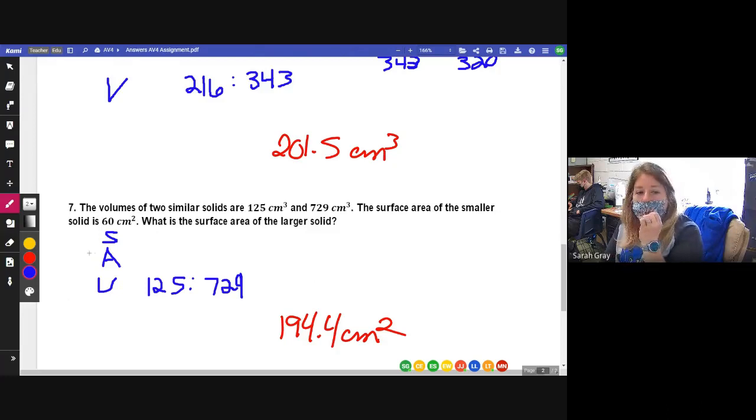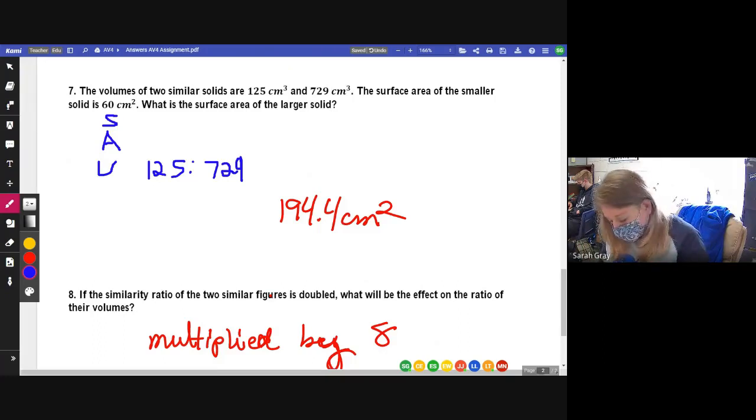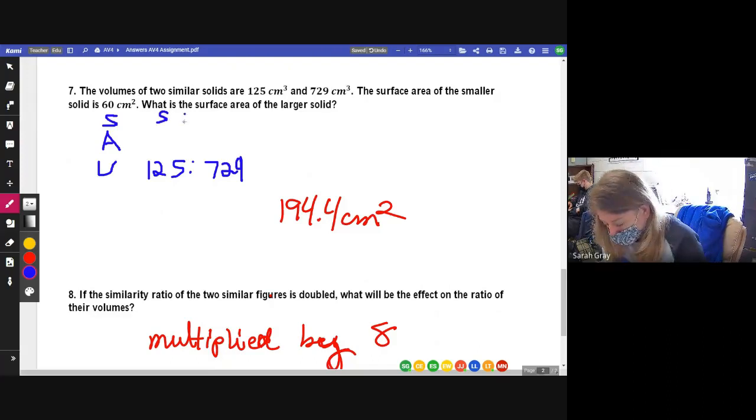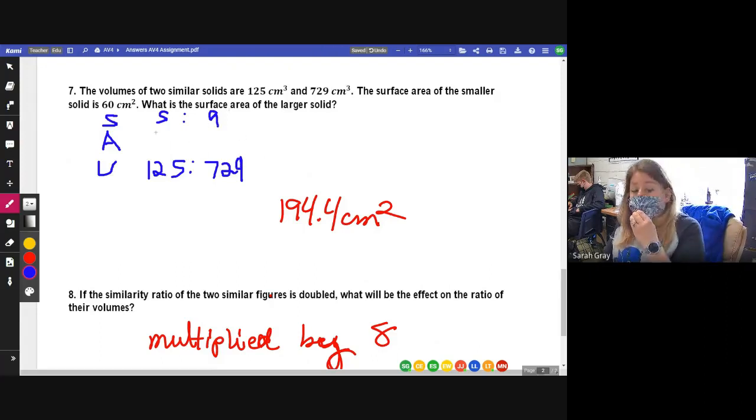So I've got my ratio of sides, ratio of areas, ratio of volumes. You can't go from volume to area. You have to go all the way back up to sides. So I need to cube root 125, and that is 5. And I need to cube root 729, and that's 9. So the cube root of 729 is 9. That's my ratio of sides, and it's in simplest form.